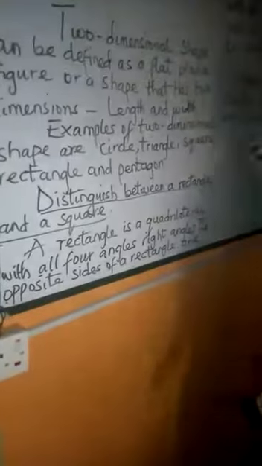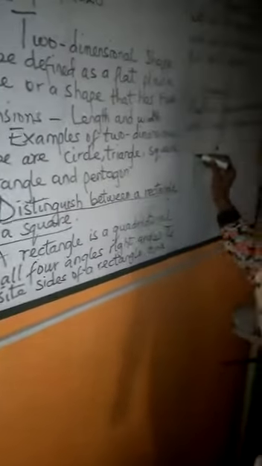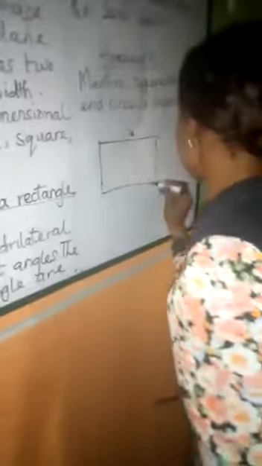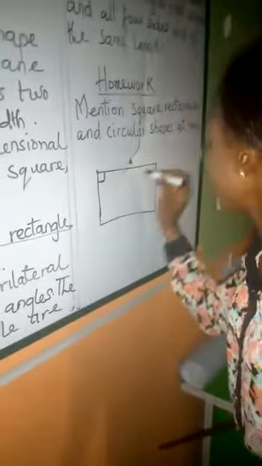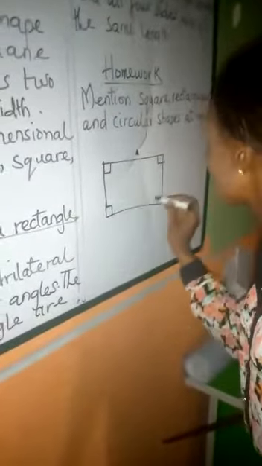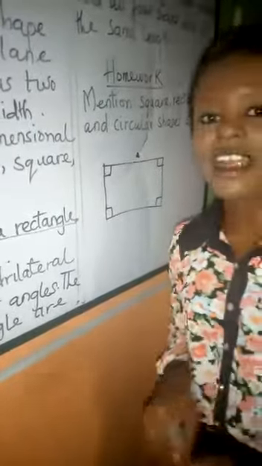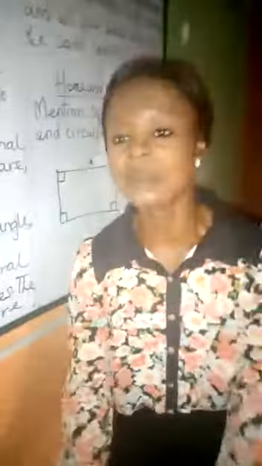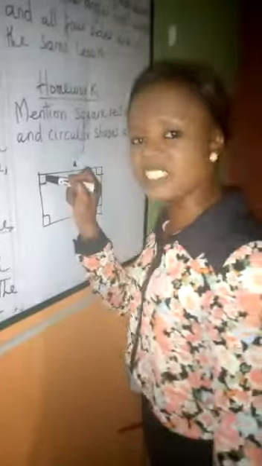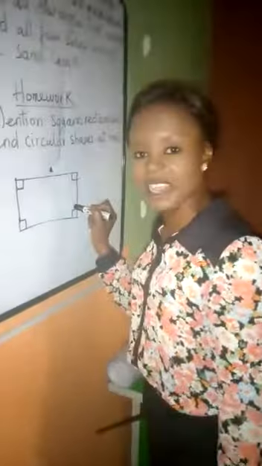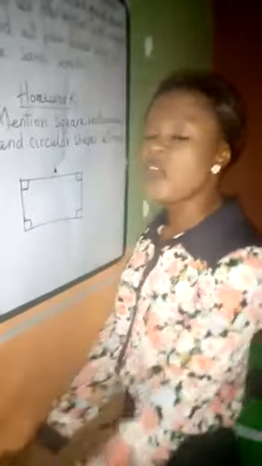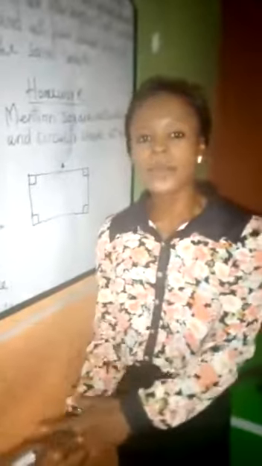You look at the board. This is a rectangle. These four angles of a rectangle are all right angles. And we all know that a right angle is exactly equal to 90 degrees. This angle is 90 degrees, this angle is 90, this angle is 90, and this is 90. When you sum the four angles up, it gives you 360 degrees.